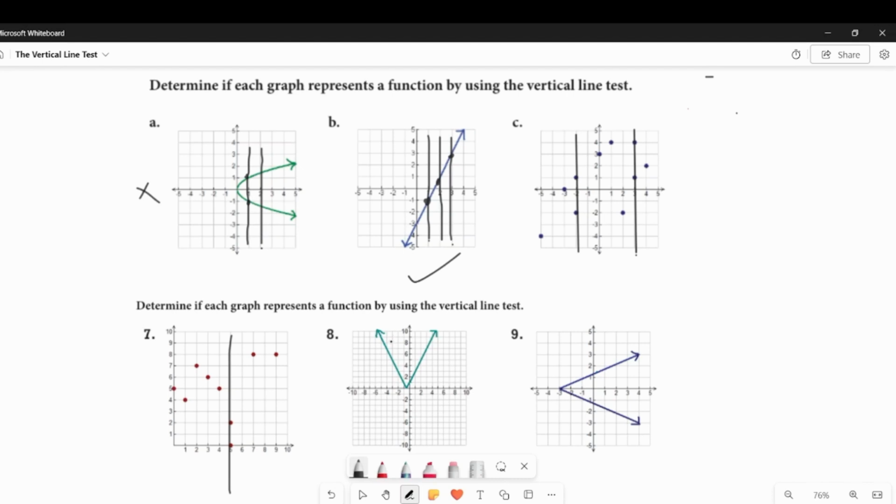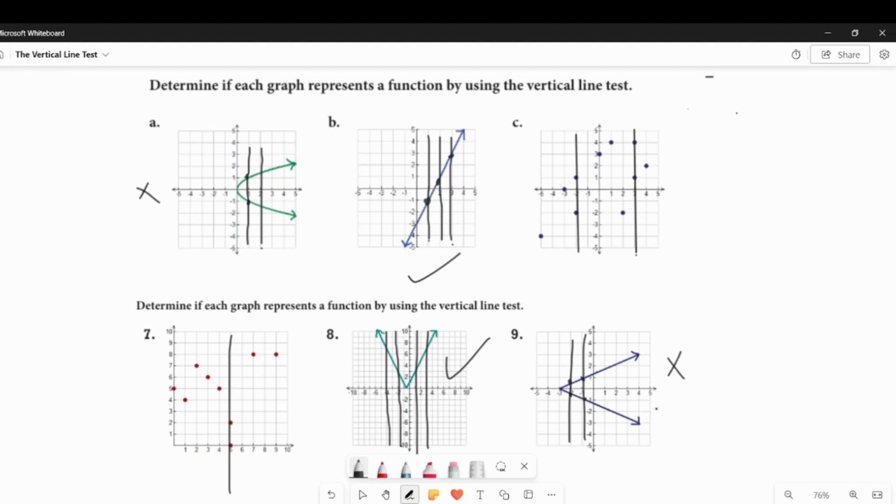Example number 8 is a function. You can clearly see it doesn't matter how many vertical lines you draw. There would be only one point passing through all these vertical lines. This is clearly a function. This one is not a function. You can clearly see there are more than one points. We see exactly 2 points passing through the vertical line. So this is not a function.